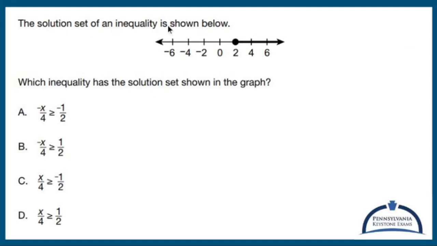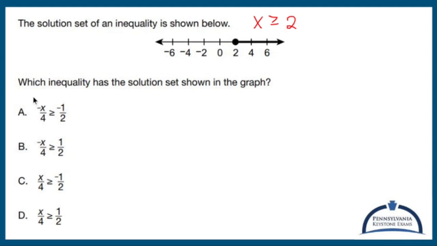The solution set of an inequality is shown below. So this guy appears to be x is greater than or equal to 2. Now, it's greater than because it's going to the right. It's or equal to because the circle is filled in. And it's 2 because, well, 2.